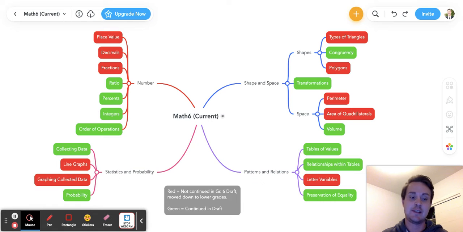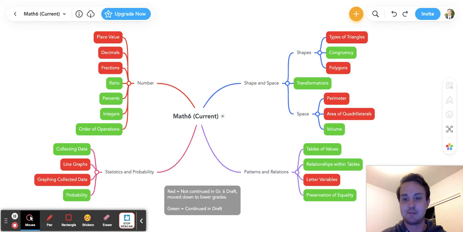Same with decimals: tenths, hundredths, thousandths, all the way to millionths. What is a part per million? Fractions, irregular fractions, as well as mixed numbers. The concept of what is a fraction is not in the draft in grade 6. We use fractions, but we're not taught what they are. That's dumped lower.